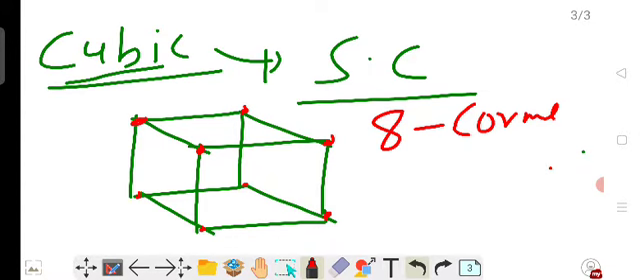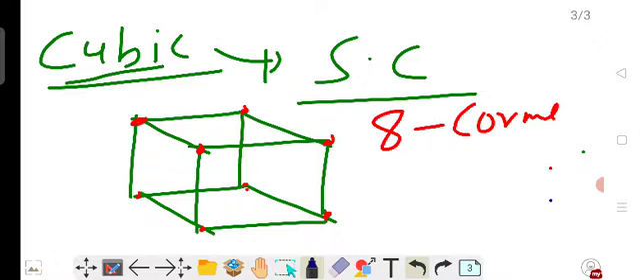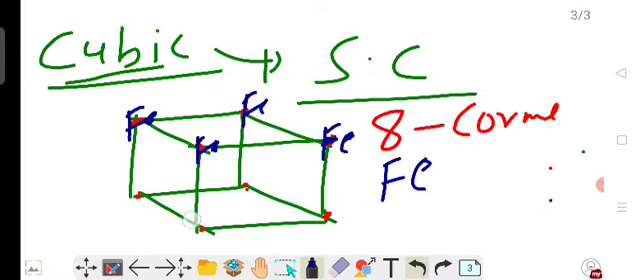We can simply say it is the lattice point, and at this lattice point we simply substitute an atom. At every lattice point we generally substitute an atom. So suppose we substitute an iron atom at every corner, or if you want to place any other atom at the corner, then that is the main motive of this lattice point. So it is the simple cubic.